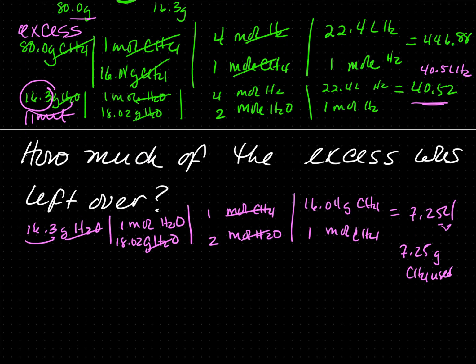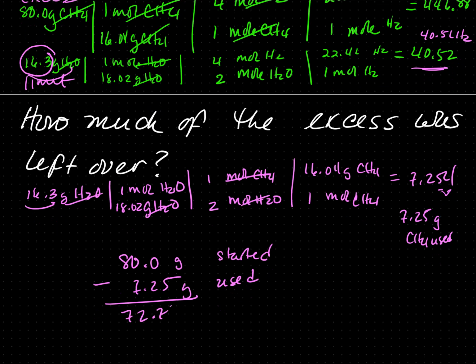Since I started with 80 grams and 7.25 is what is used, this is what I started with. This is what I used. I need to subtract these. 72.75. I need to round here. So it's going to be 72.8 grams. This is a 7, rounds up. This is the last significant digit. We round to the least precise position.